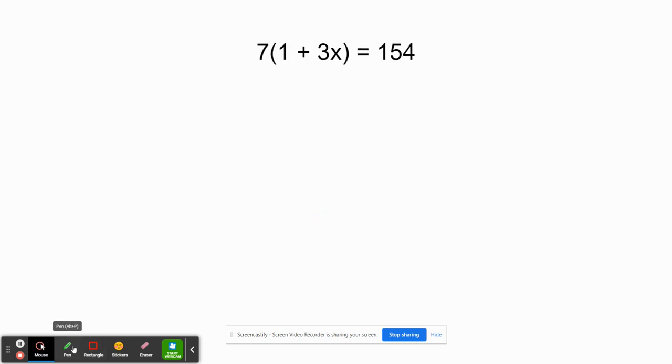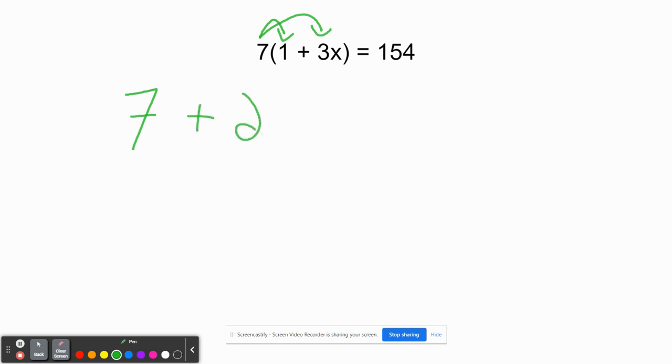Let's work on one together. If you want to take a moment to try this on your own, you may, but I'm going to go through it now. I do see a distribution. I do not see any like terms yet. I want to distribute that 7 to these two numbers. 7 times 1 is 7. 7 times 3 is positive 21x, and that equals 154.